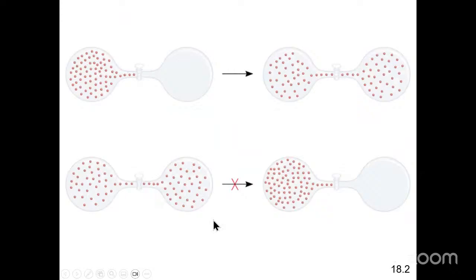Okay, so here's another example of a spontaneous process. Let's say you have these two jars connected by a stopcock here, and in one jar you have a gas present, and then you release the stopcock here, and we all know what's going to happen.